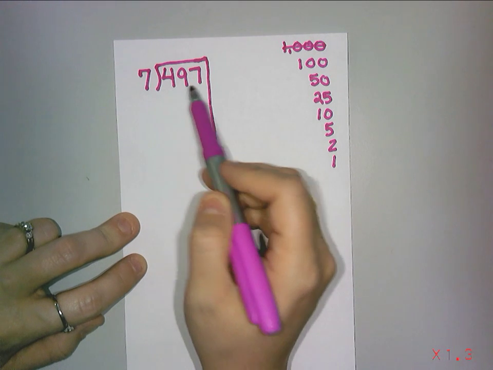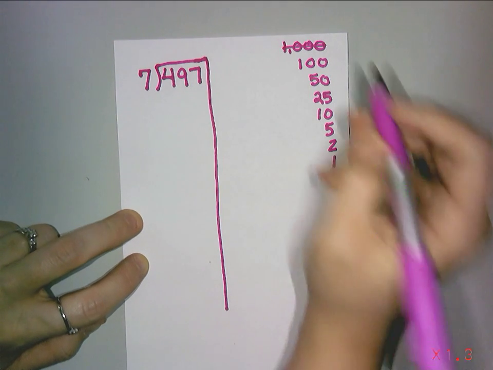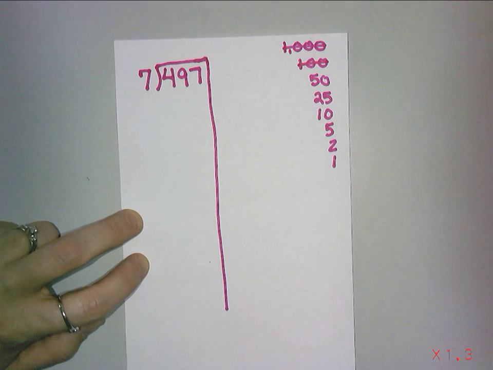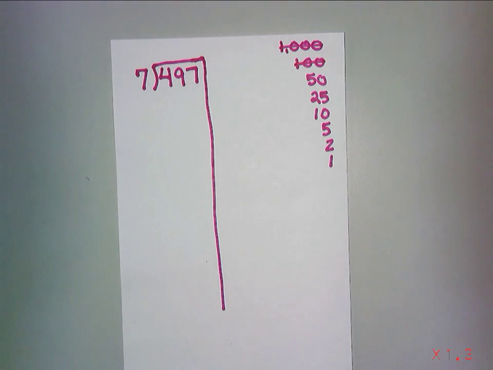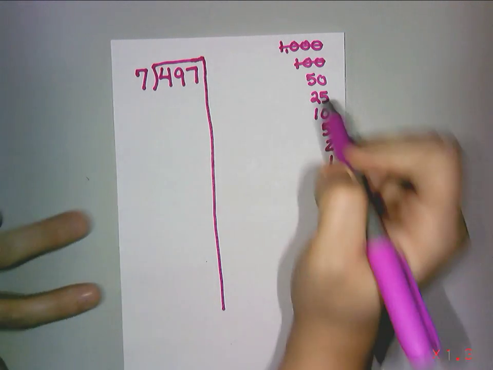What I just essentially did is said that I'm making 10 groups of 7, which means I'm taking 70 from my 497, so I'm going to subtract. 7 minus 0 is 7, 9 minus 7 is 2, 4 minus nothing is 4. Now I could keep going with tens, or I could use another number. For this problem, I'm just going to keep using our 10.